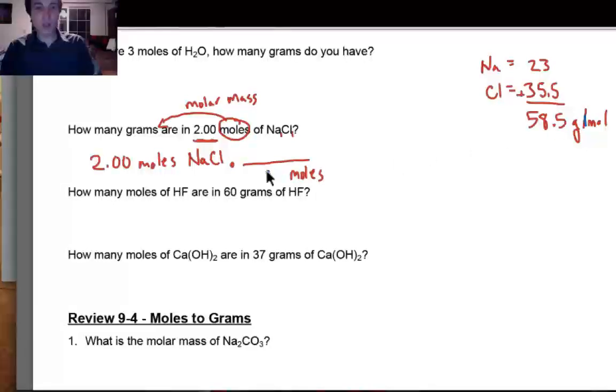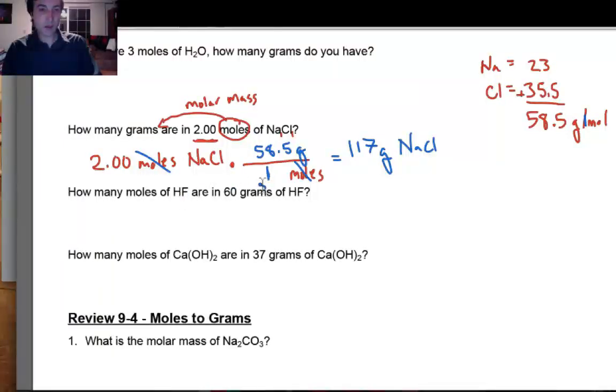We ignore it. So what that means is we can put a 1 right here. Okay, the 58.5 grams is going to go on top. Okay, notice our moles are going to cancel out. We're left with 2 times 58.5, which is going to give me 117, and then units are grams. And don't forget the substance, sodium chloride. Easy peasy, right?